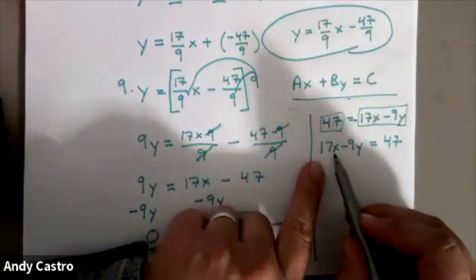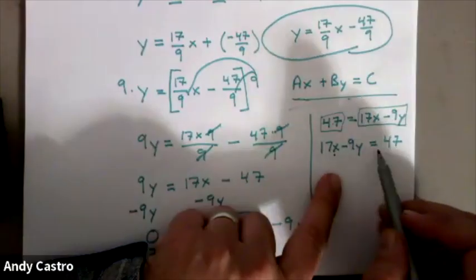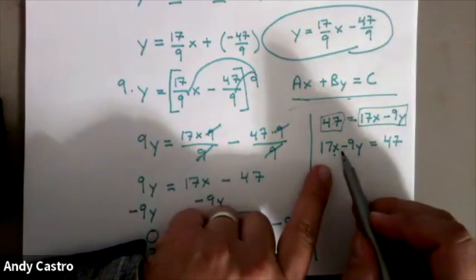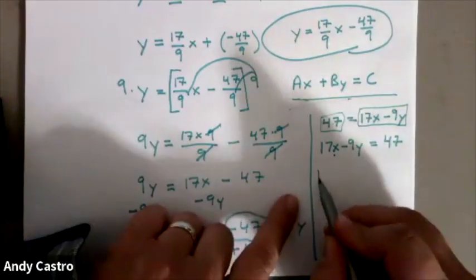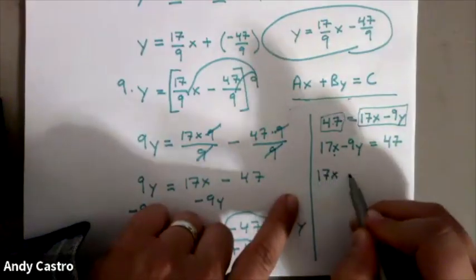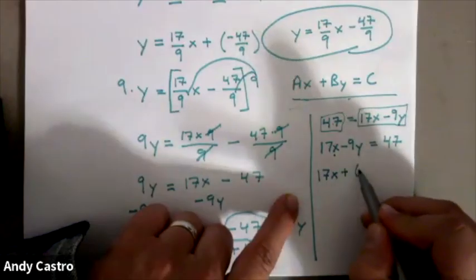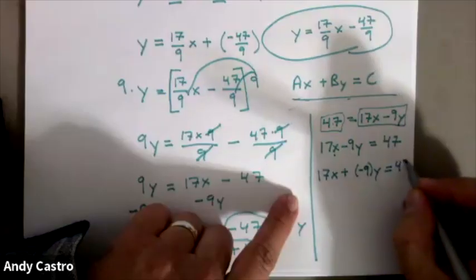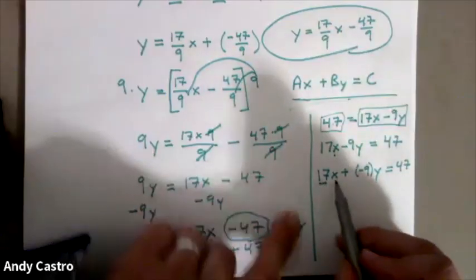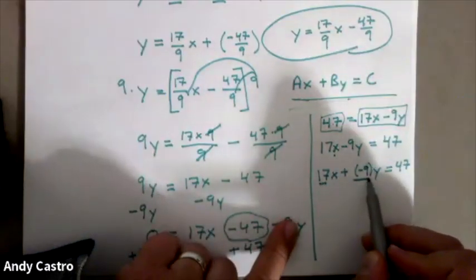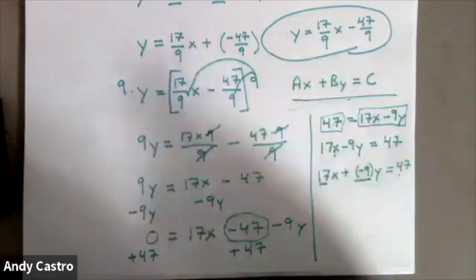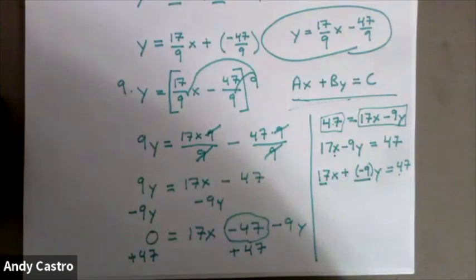A number times x plus a number times y is equal to another number. Now, obviously, I said plus. There's a negative here. That's okay. You can also switch that to a plus using the definition of subtraction. So a number times x plus a number times y is equal to another number. And that's in standard form. All right.